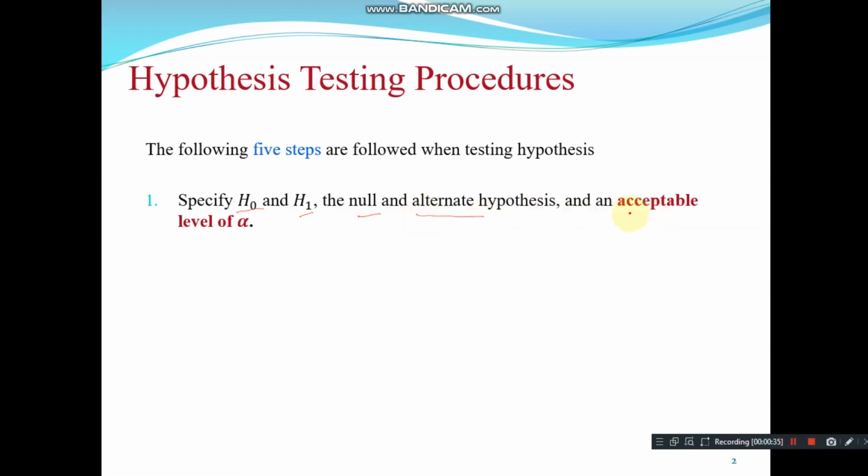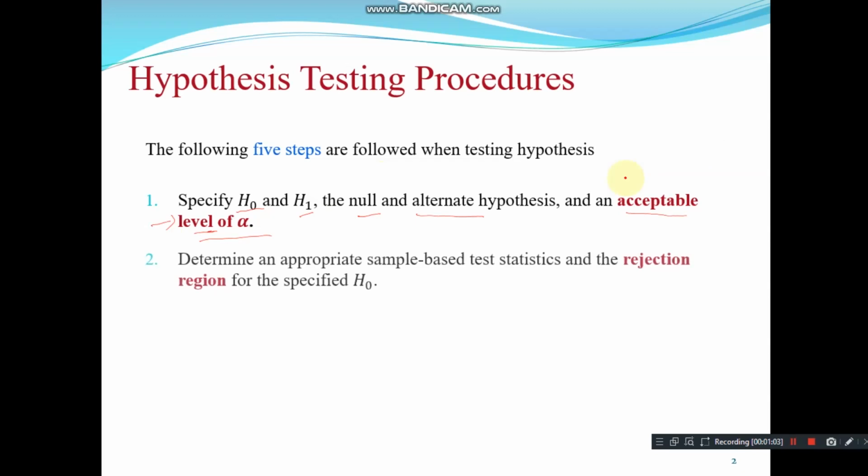And we should choose the acceptable level of alpha. Sometimes it may be given in the problems, otherwise you should choose it. When you are going to do any practical problem, at that time you should choose the acceptable level of alpha. It is nothing but a certain error. You should choose what error is acceptable for your experiment. Now what are the steps?